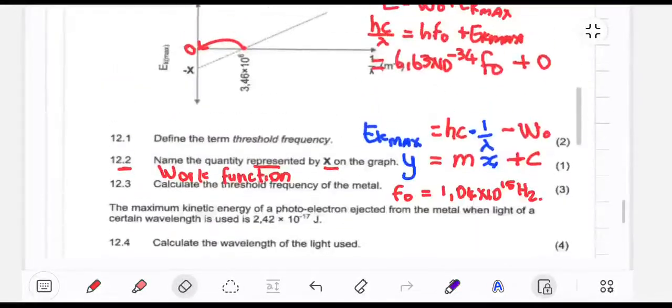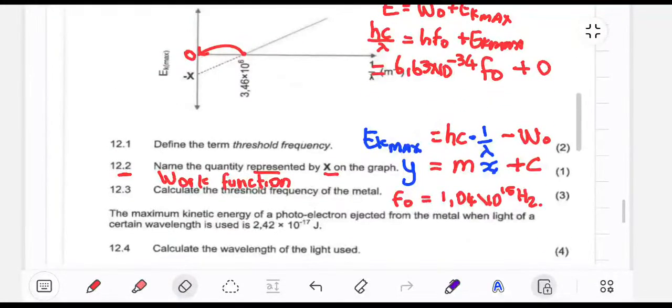Okay, the other one: calculate the wavelength of light used from the following statement. The statement is the maximum kinetic energy of photoelectrons ejected from the metal when light of a certain frequency is used. So now we say calculate the wavelength of the light used.